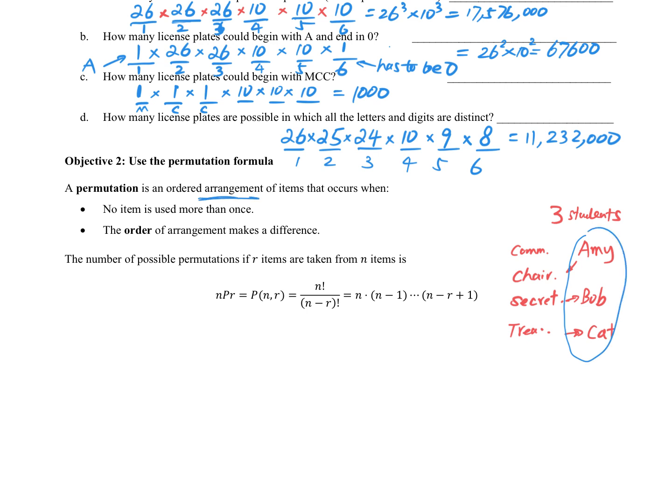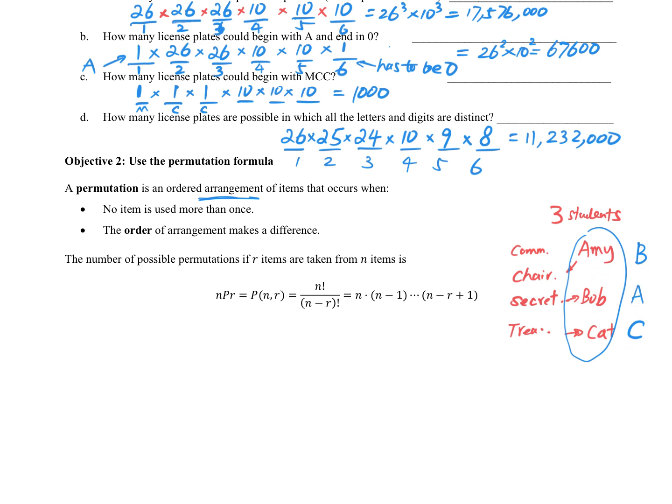An ordered arrangement, right? So another permutation could be Bob be the chair, Amy be the secretary, and Cat be the treasurer. So this is another permutation, which means an ordered arrangement of these 3 persons. What is a permutation? Permutation is just ordered arrangement.